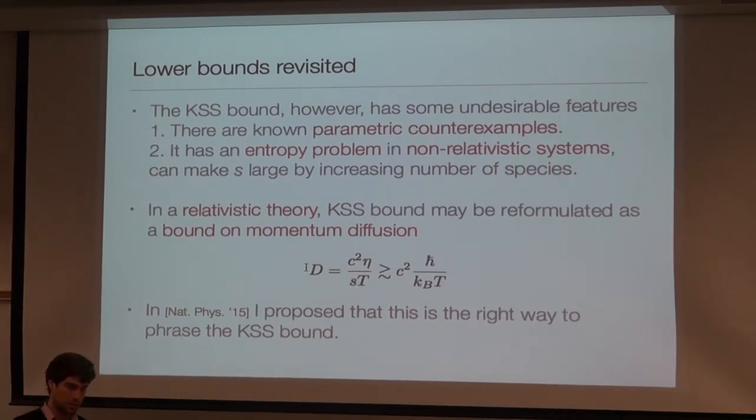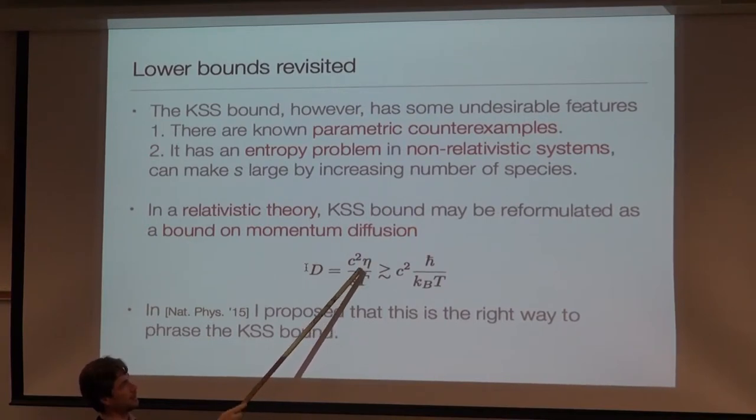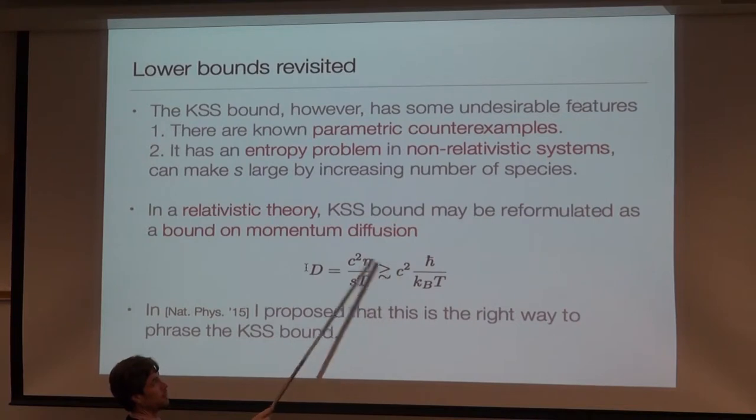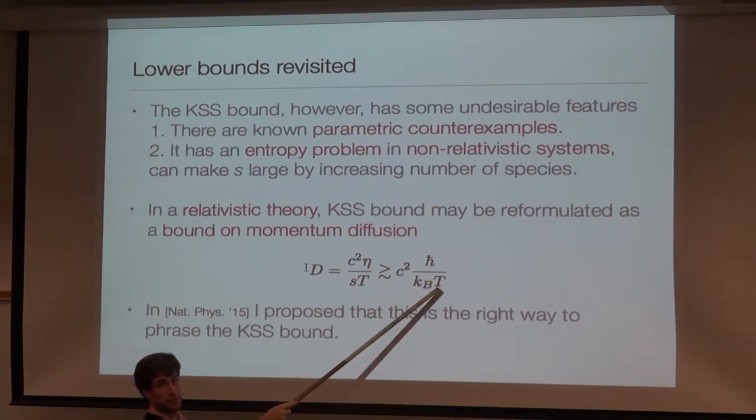But in a relativistic theory, the proportionality constant takes a specific form. It's c squared, it's this thing. You just have to believe me. This is something that's true; you can prove it in any relativistic theory. And now you see this eta over s appears naturally here. This formula was known for a long time. And so if I use their bound on eta over s, I get a bound on diffusivity. Diffusivity is a velocity squared times a time, okay?